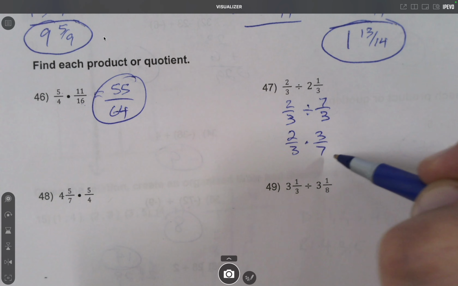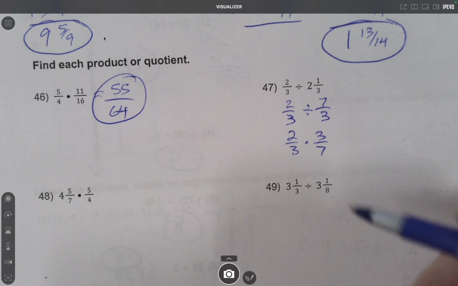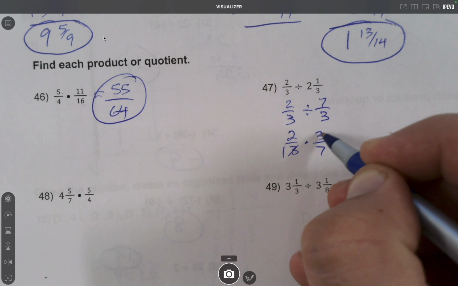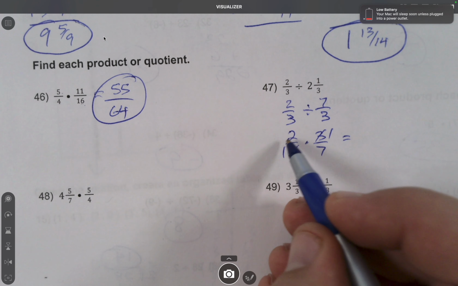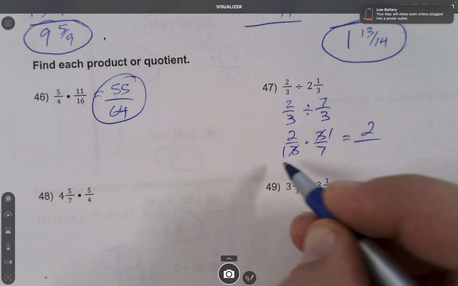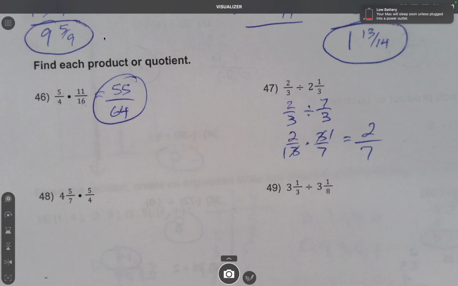Now here you see we can cancel something out. 2 and 7 have nothing in common, but 3 and 3 do have 3 in common. So I divide them both by 3, and we get 2 times 1 is 2, 1 times 7 is 7.